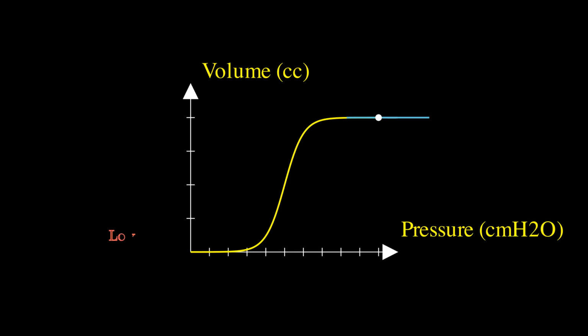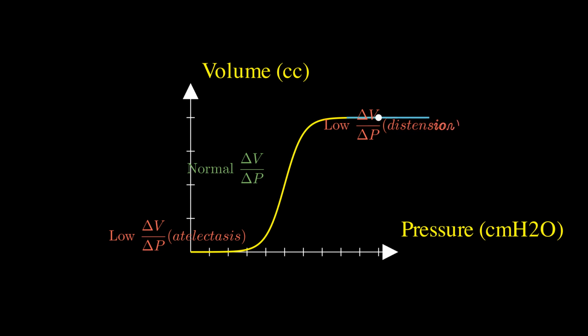At the lower end of the curve, compliance is low. This is typically due to alveolar collapse, also known as atelectasis, which occurs at low lung volumes. In the middle region, compliance is normal. This is the optimal zone for ventilation. And at the upper end of the curve, compliance is again low. This is due to overdistension, which occurs at high lung volumes.